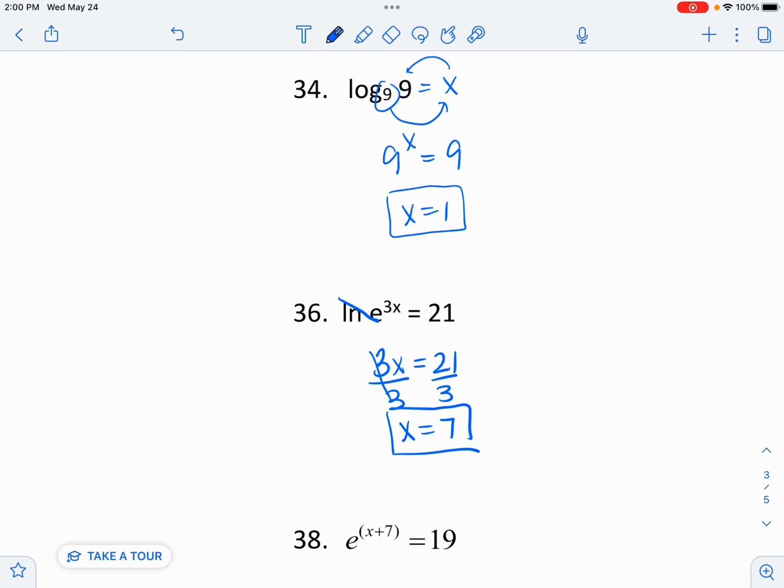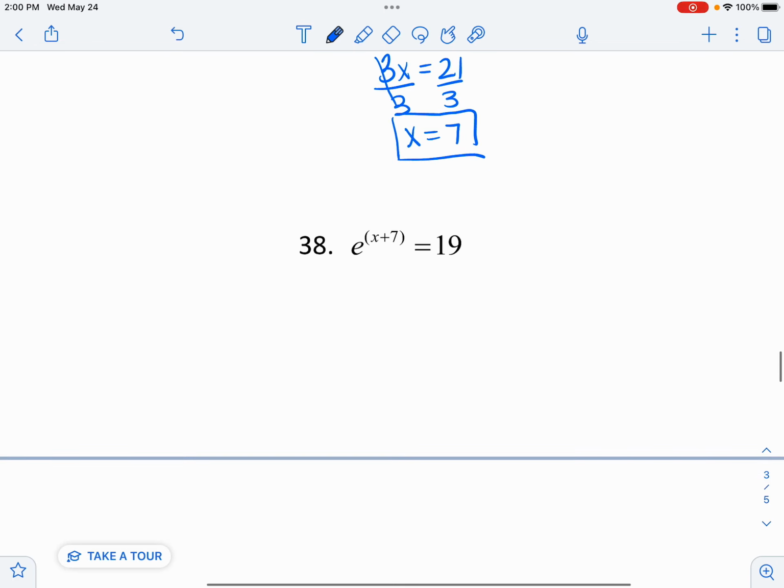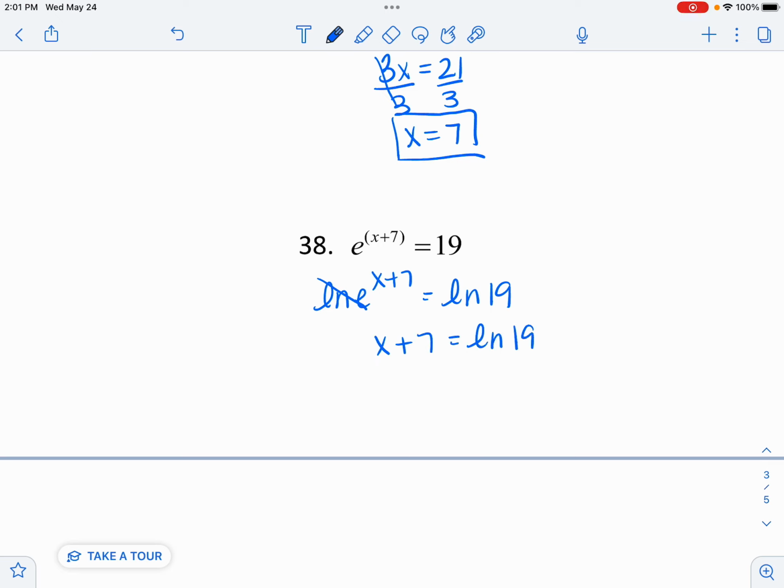All right, number 38. Oh, darn, I don't have a calculator, but I'll get one. Okay, if I want to get rid of an e, I'm going to take the ln of both sides. So I'm going to get ln of e to the x plus 7 equals the ln of 19. And then ln of e cancels out, and you're going to get x plus 7 equals the ln of 19. Now to solve that for x, we need to subtract 7. So we're going to plug this into our calculators, and we're going to get ln of parenthesis 19 minus 7. The reason why I put parentheses in there is because your calculator is going to put that parenthesis in there for you, so you're going to have to close it before you subtract 7.